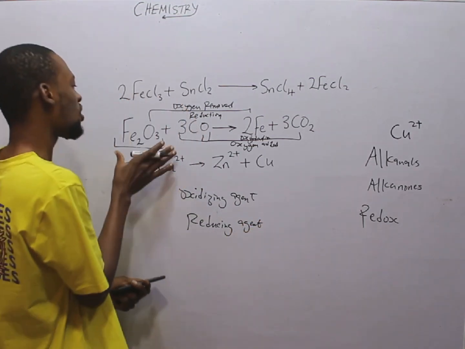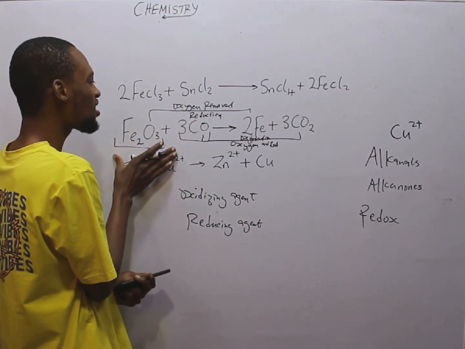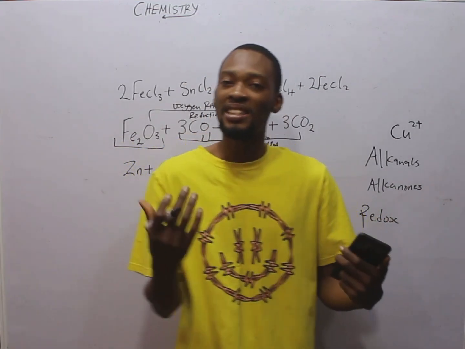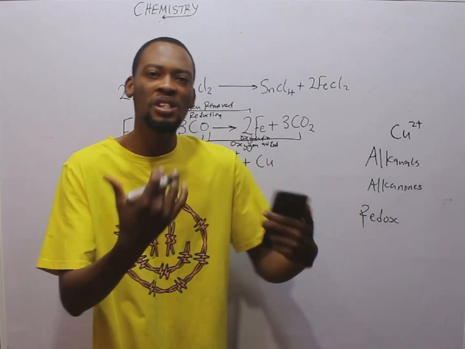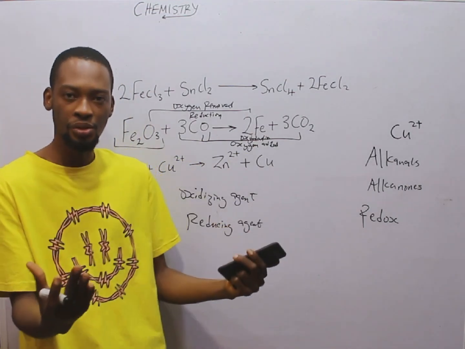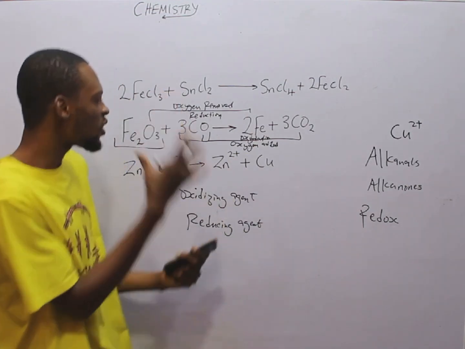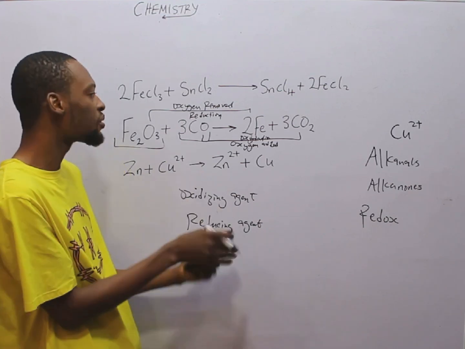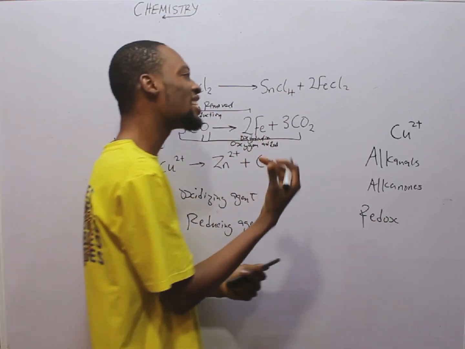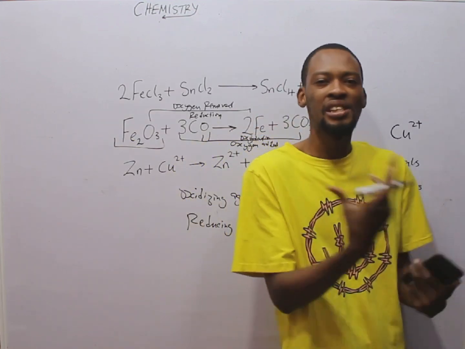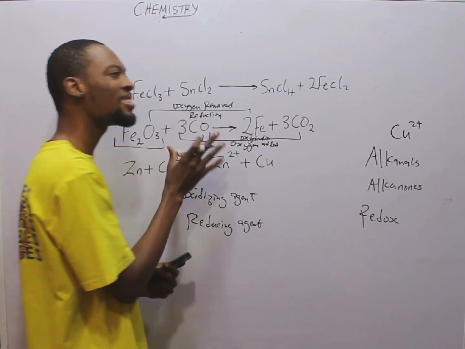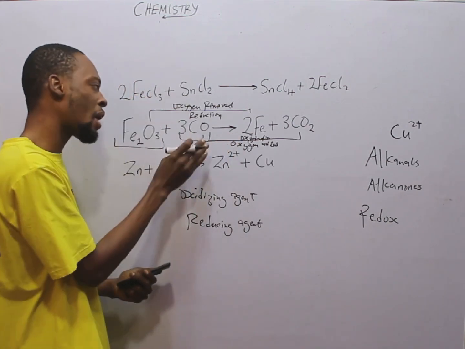Which means an oxidizing agent causes others to be oxidized, but a reducing agent causes others to be reduced. So in the process, the reducing agent is oxidized, and the oxidizing agent is reduced. Once again, a redox reaction is a reaction in which oxidation and reduction are taking place simultaneously, and I already explained oxidation and reduction in different categories.